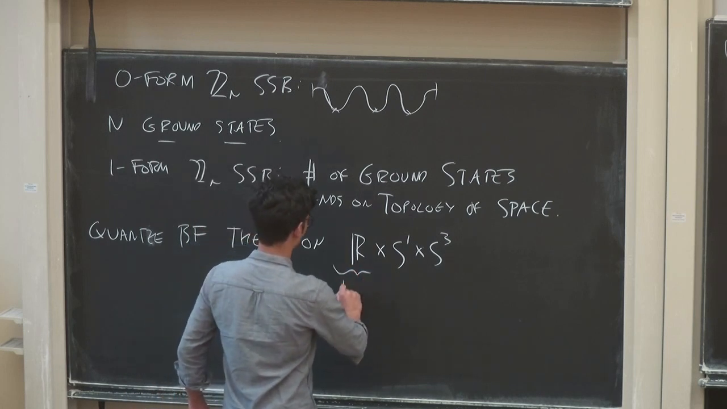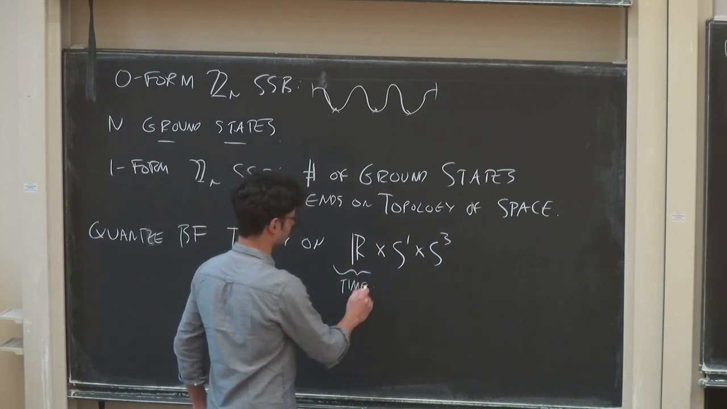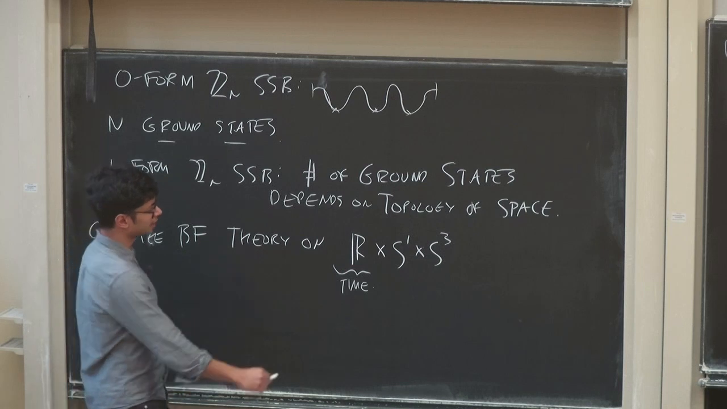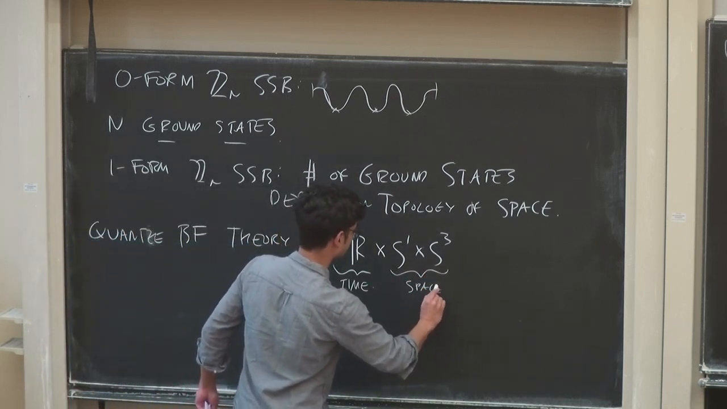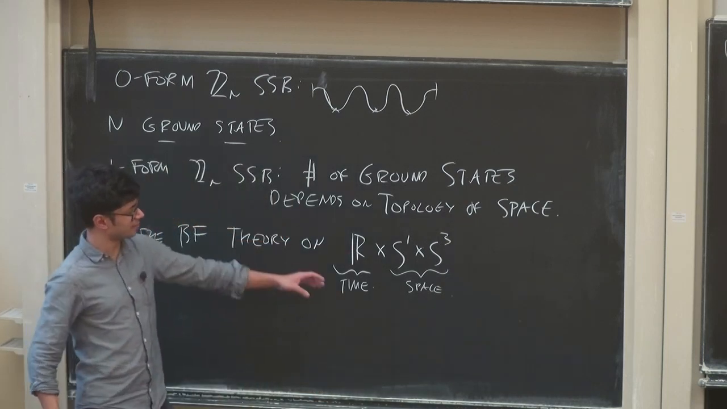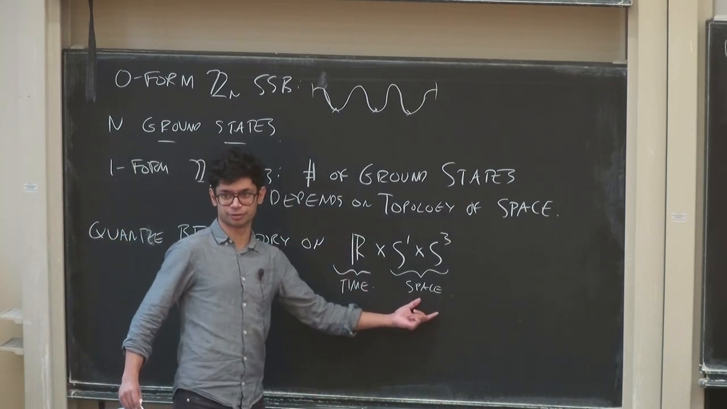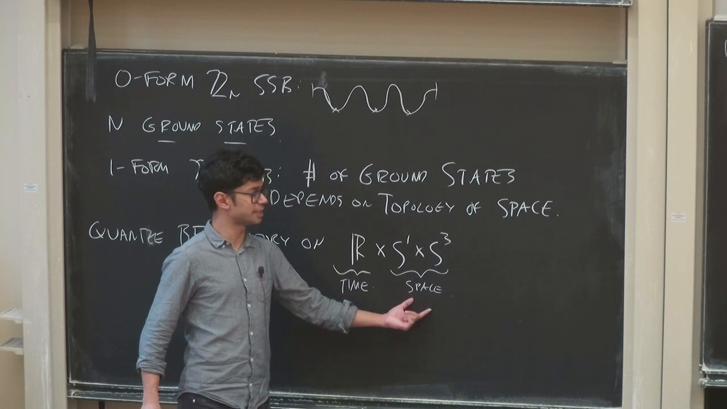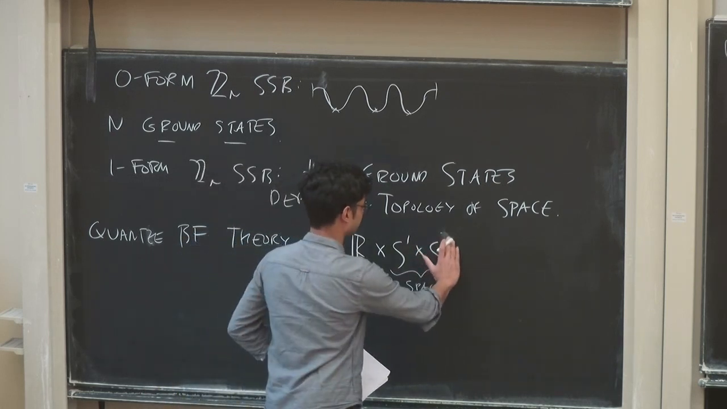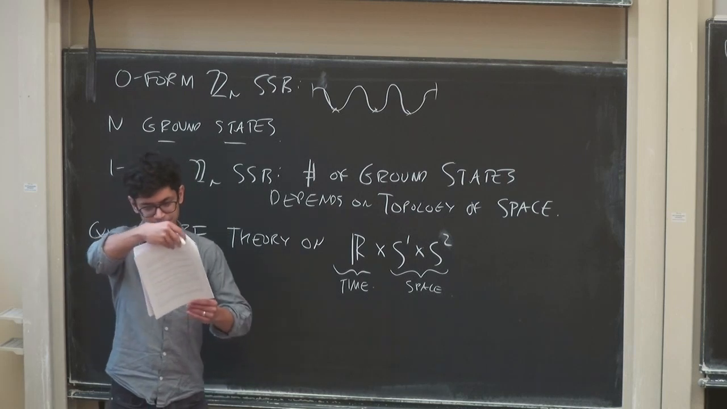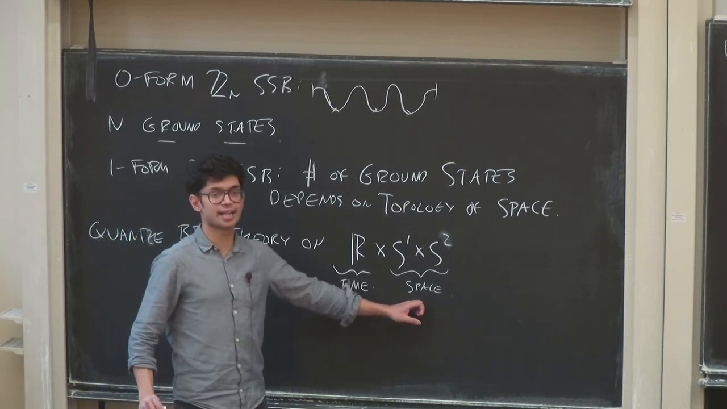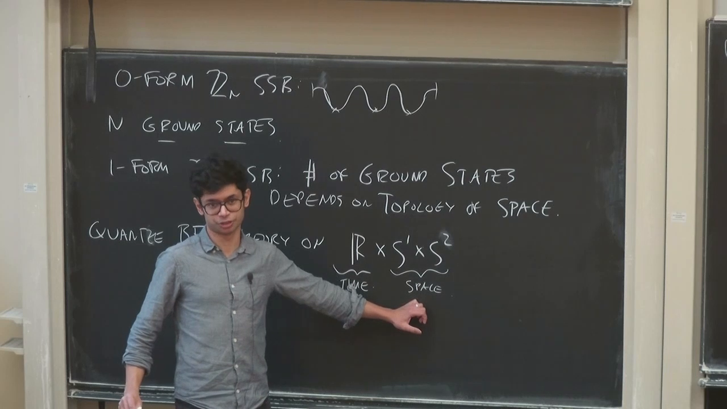Here this R is time, and so I'm quantizing it. That means you should imagine this is space. So I'm quantizing my BF theory on this non-trivial spatial manifold. I pick this as the simplest spatial manifold that has some non-trivial topology.